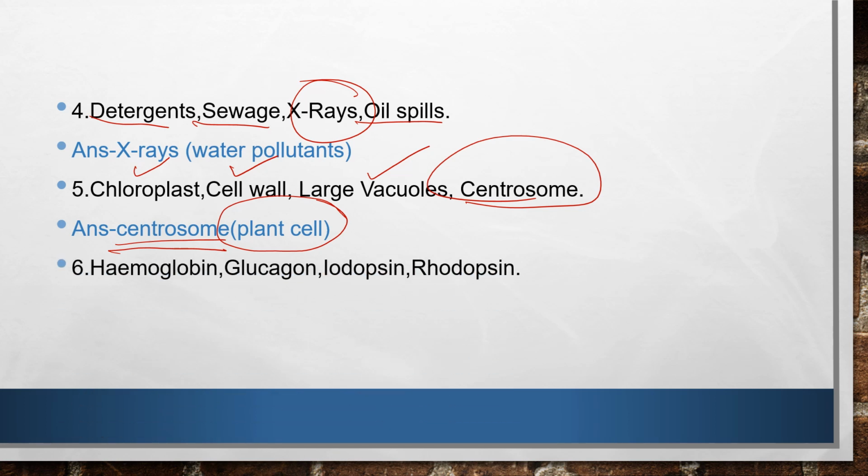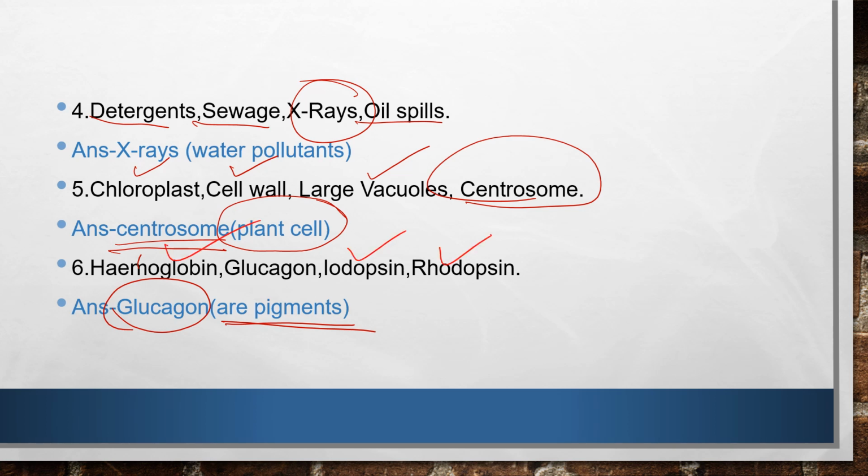Now next comes hemoglobin, glucagon, iodopsin and rhodopsin. So think for a while. We can see that a few pigments are given here, and which one is the odd one out? Glucagon is the odd one out and the others all are pigments. Hemoglobin, iodopsin and rhodopsin, these 3 are pigments. So only glucagon is the odd one out.